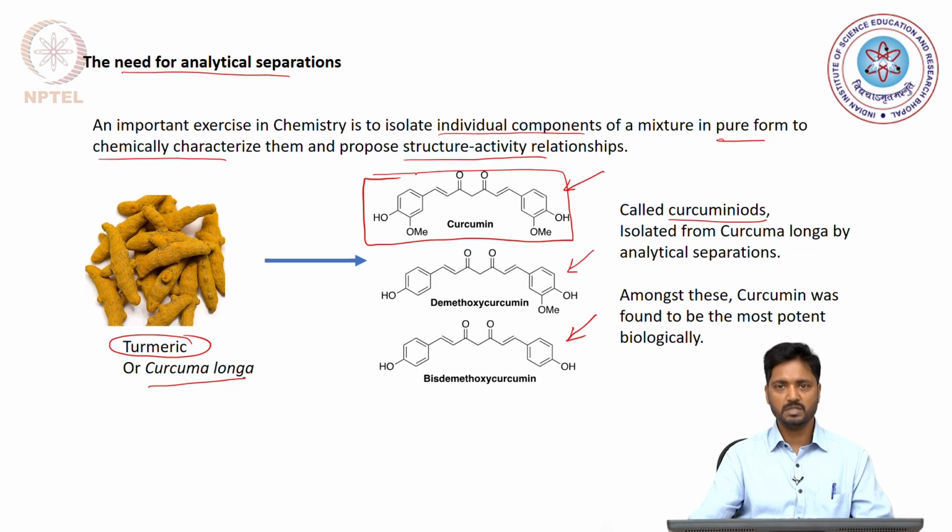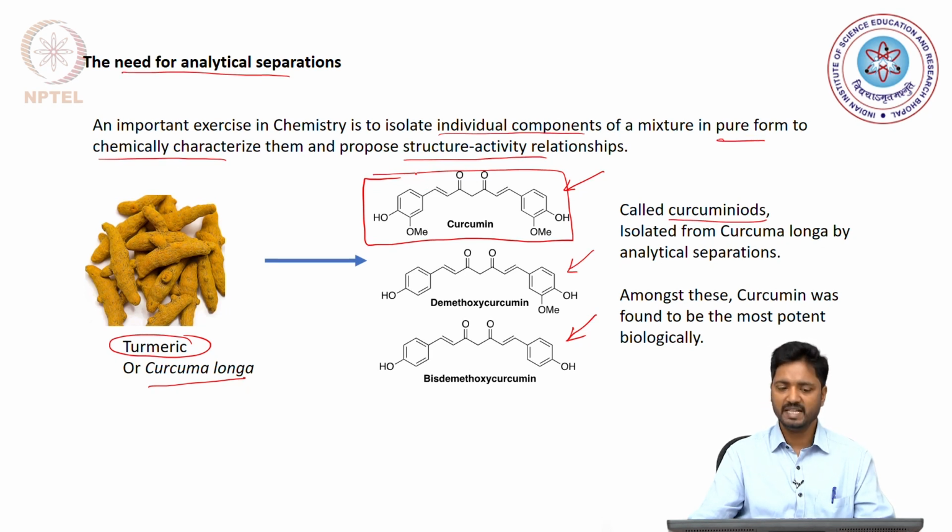So, a lot of research has now focused on utilizing curcumin directly, which is isolated from turmeric powder, and people have also synthesized various derivatives of curcumin to explore their biological properties. So, this I believe sets a very clear precedence of why analytical separations need to be undertaken in chemistry.